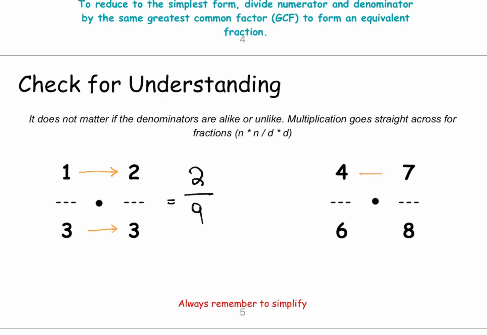Next, we have 4 times 7 and 6 times 8. That gives us 28 over 48. Now, in order to simplify that, we can divide both the numerator and denominator by 4, which gives us 7/12. So remember, always, always, always simplify.